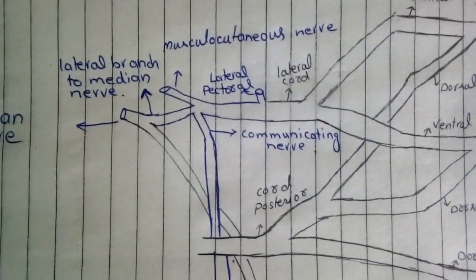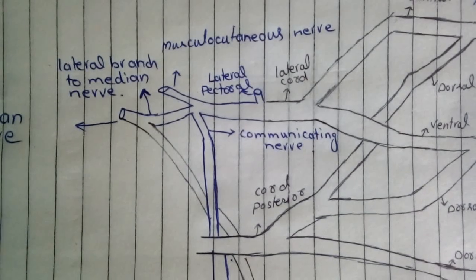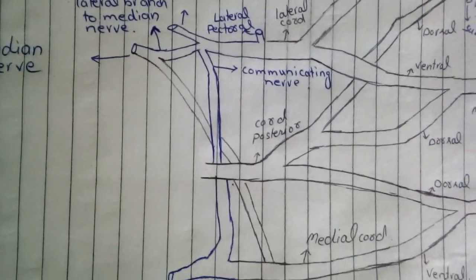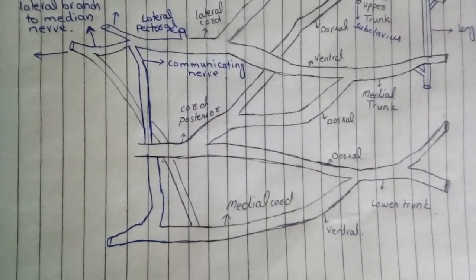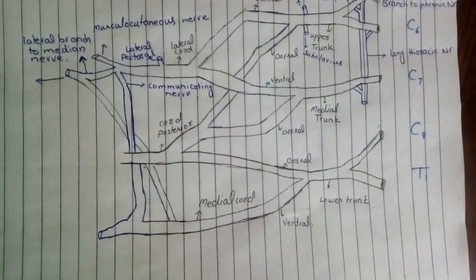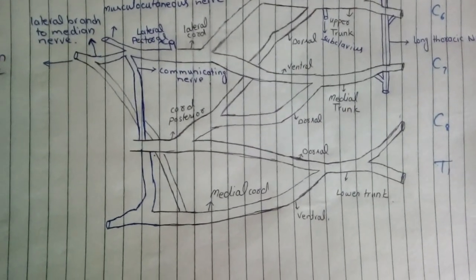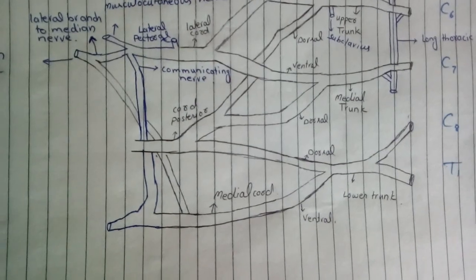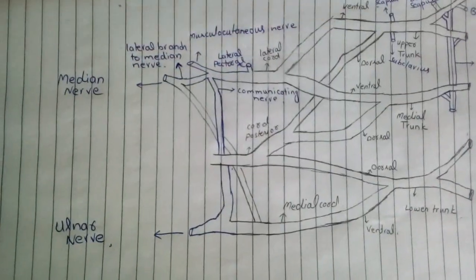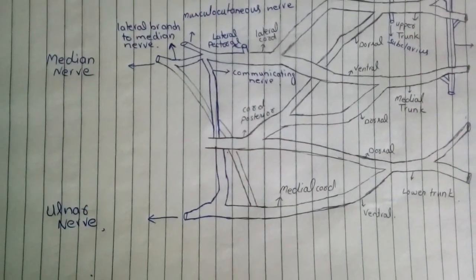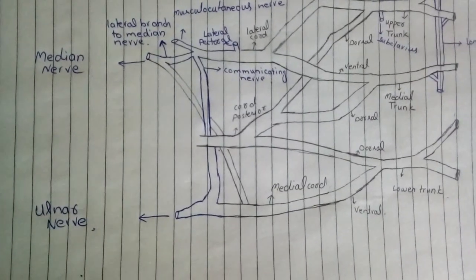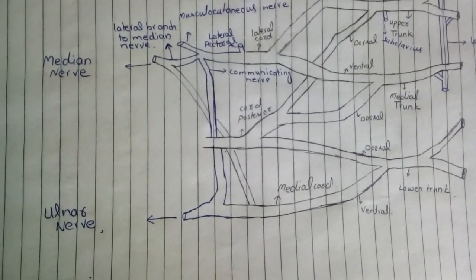Now a communicating nerve. Communicating nerve is a nerve that originates from the lateral cord and carries the fibers from C7. You can see it carries the fibers from C7 to the medial cord and contributes in forming the ulnar nerve. Ulnar nerve is mainly formed by the medial cord, but the communicating nerve carries the fibers of C7 to the ulnar nerve.